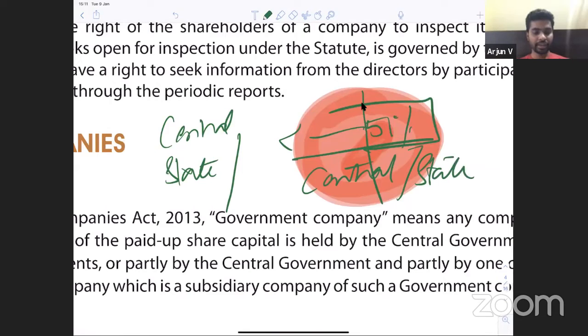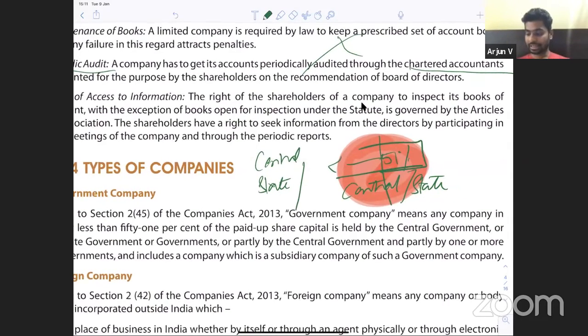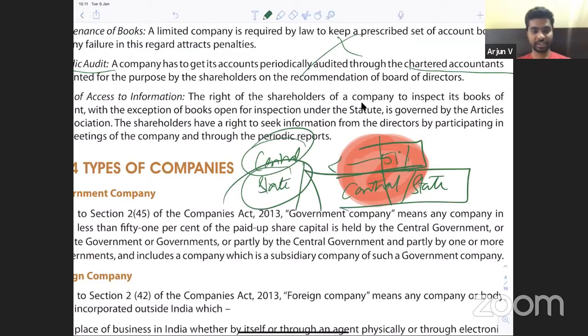Are you clear? If 51% of the share capital is held by whom? The central government, state government, or a combination of central and state, we call such companies what? Government company. Are you clear?